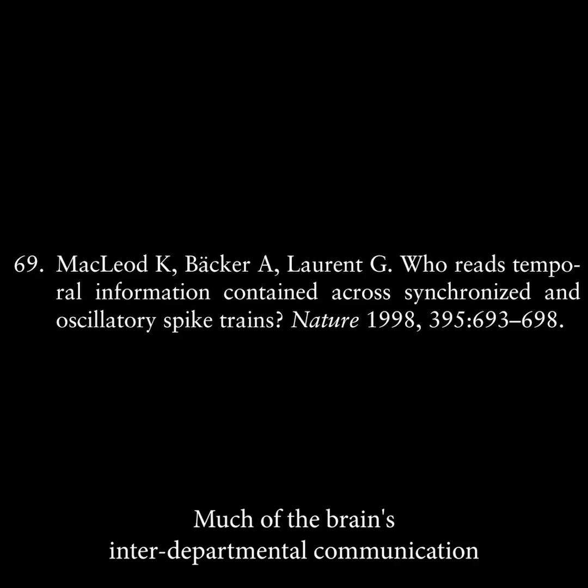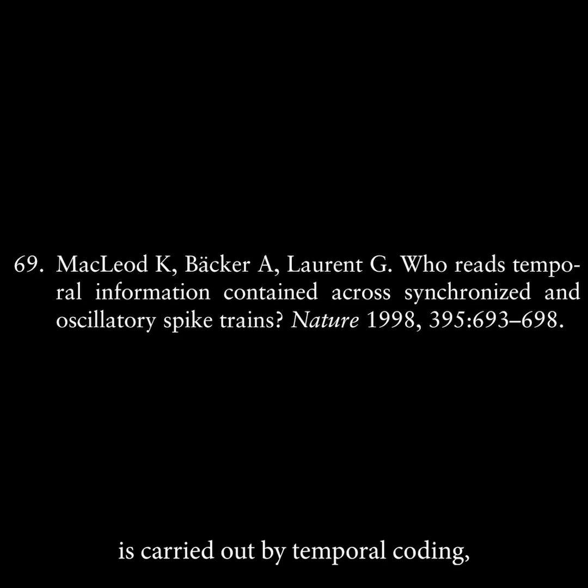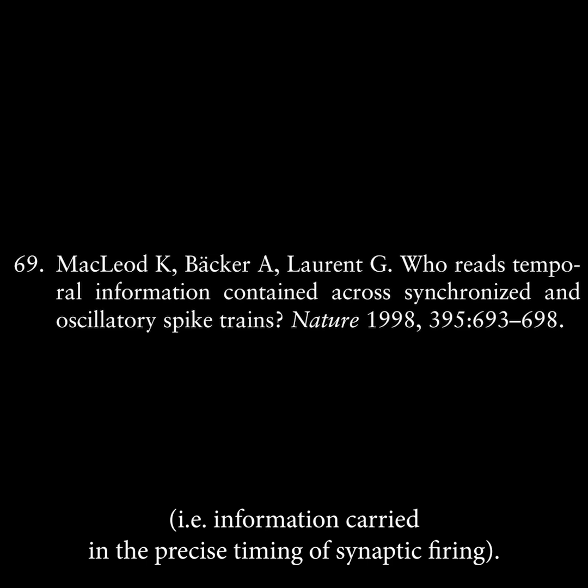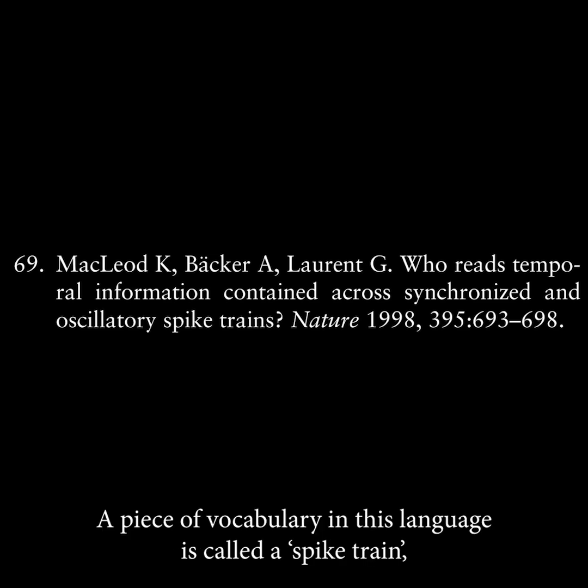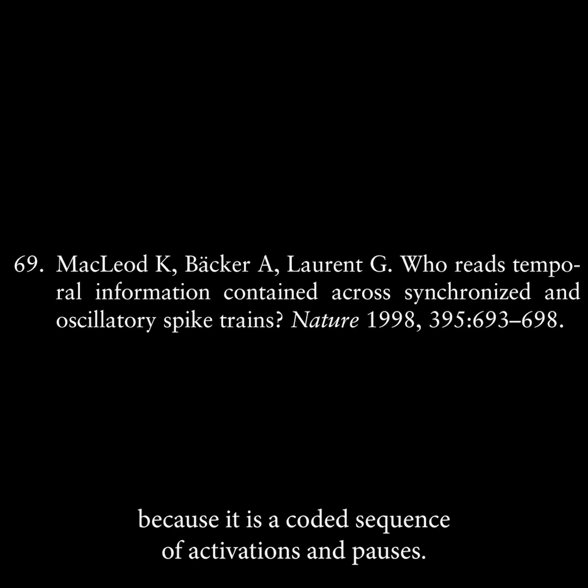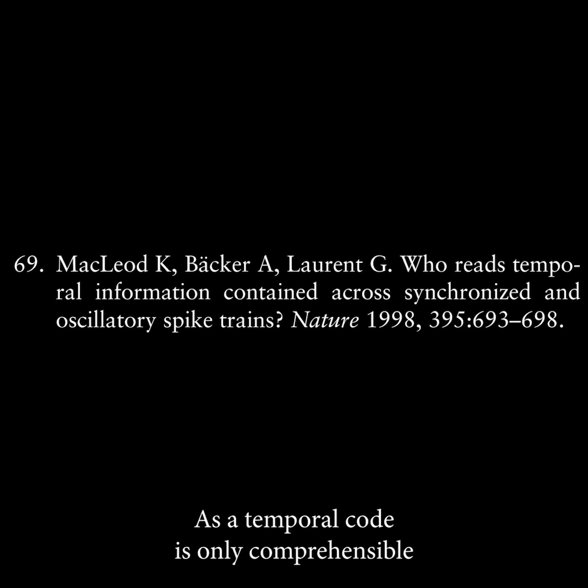Spike trains. Much of the brain's interdepartmental communication is carried out by temporal coding, that is, information carried in the precise timing of synaptic firing. A piece of vocabulary in this language is called a spike train because it is a coded sequence of activations and pauses. As a temporal code is only comprehensible when compared to a continuous time signal, the spike train is nested within a gamma wave. This wave allows the receiving structure to know when the message begins and ends.